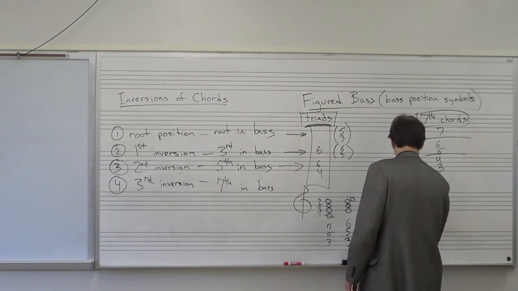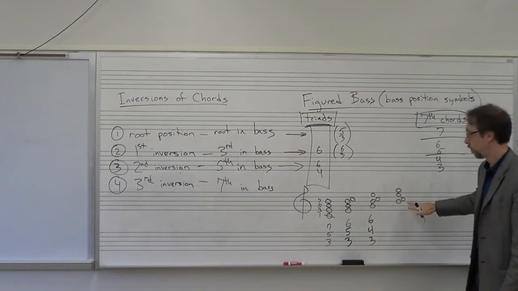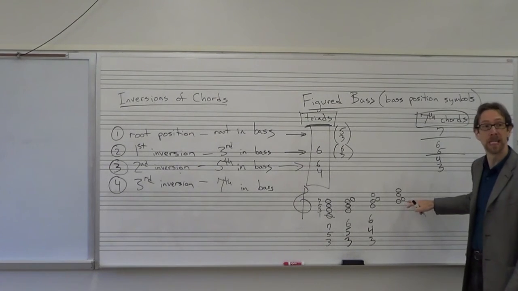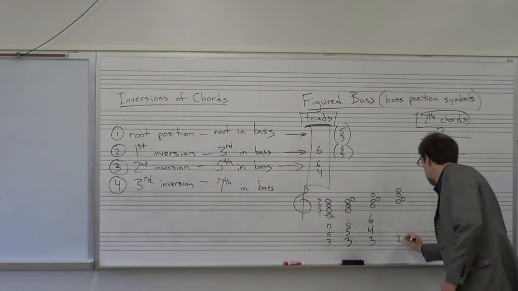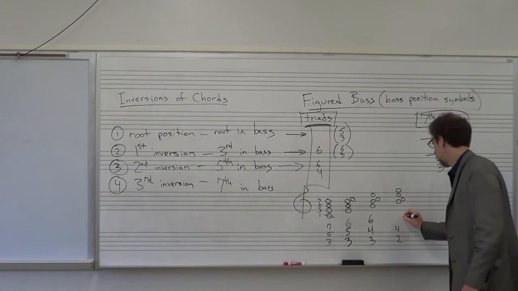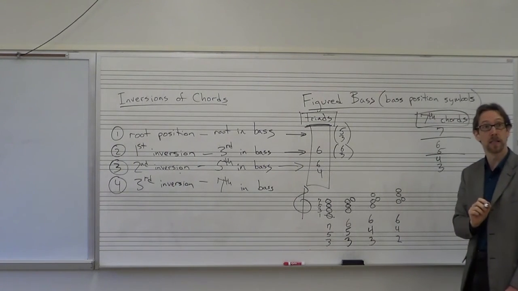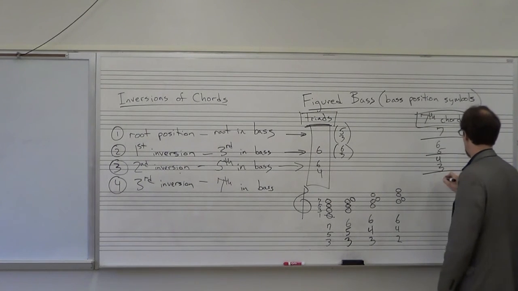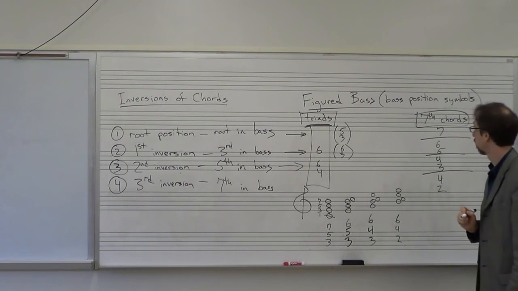And finally, B is the bass, then C, E, G. We determine our intervals. B to C is a second. B to E is a fourth. B to G is a sixth. Our abbreviation is 4, 2.